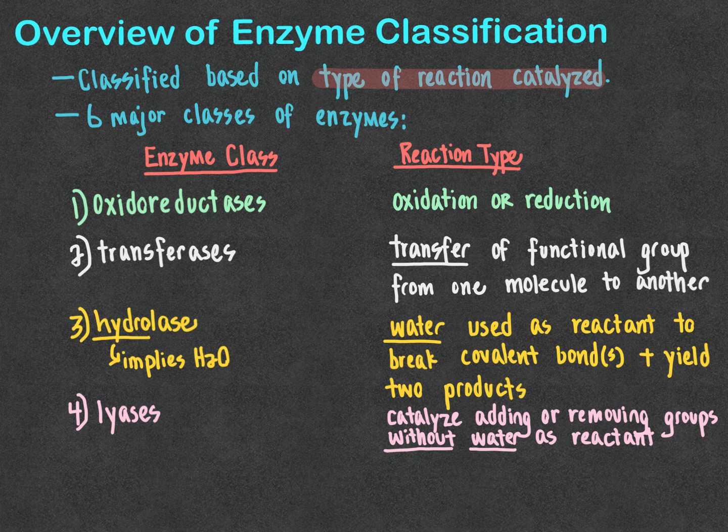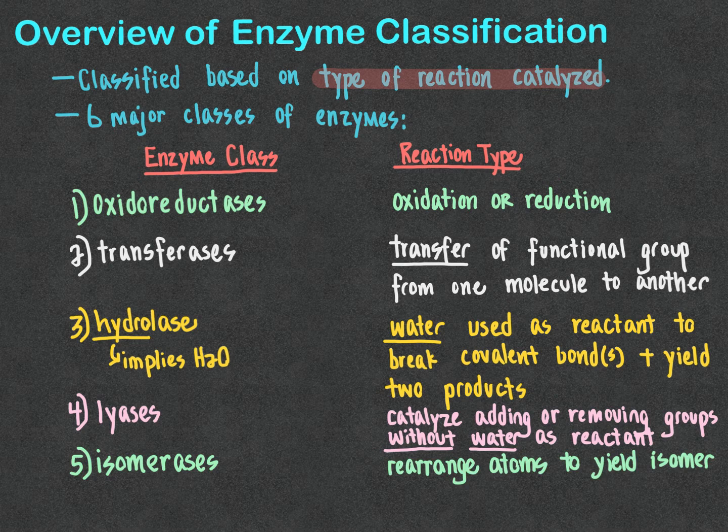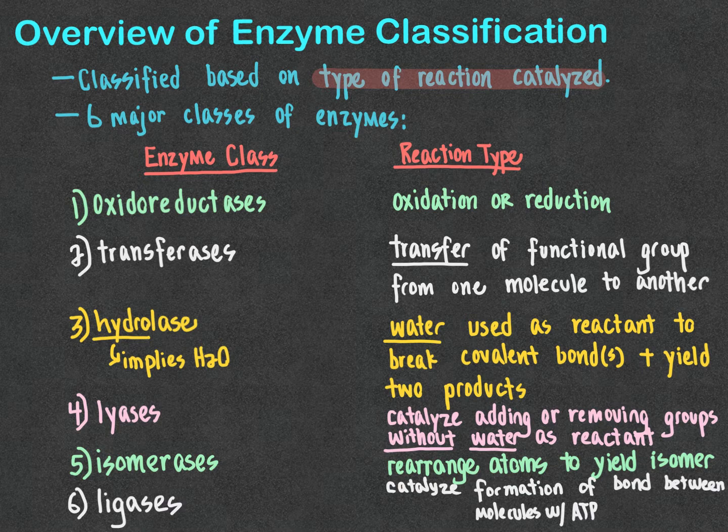Isomerases are another important classification category of enzymes. Those are enzymes that catalyze rearranging atoms in a molecule to yield an isomer, meaning rearranging them to yield a stereoisomer or rearranging them to yield a constitutional isomer. Ligases are enzymes, finally, that catalyze the formation of a bond between molecules by using a molecule called ATP, adenosine triphosphate, as a source of energy to help drive the reaction.